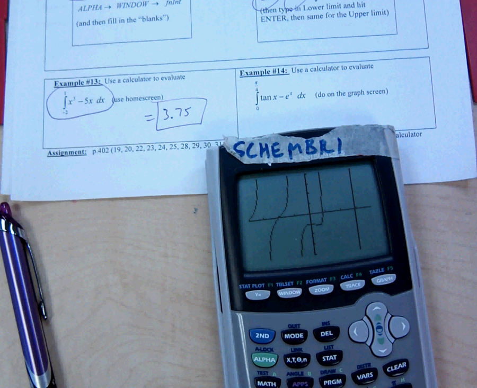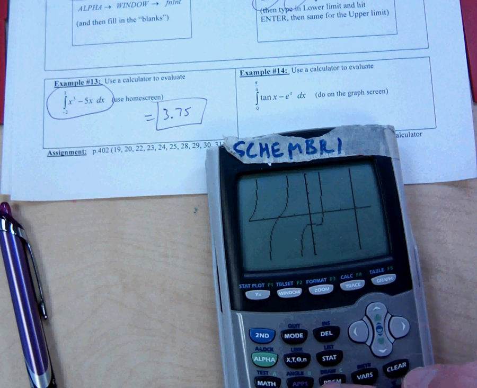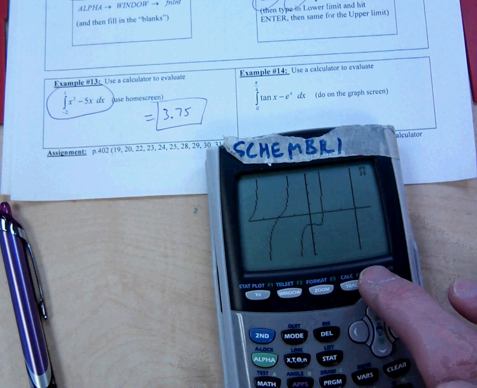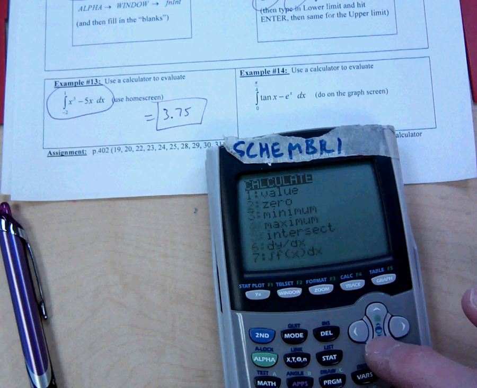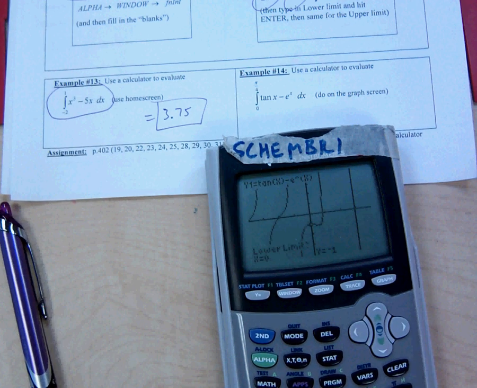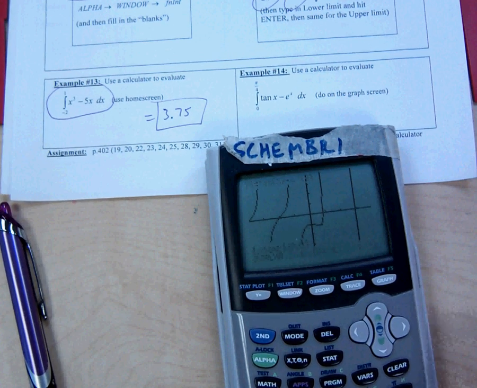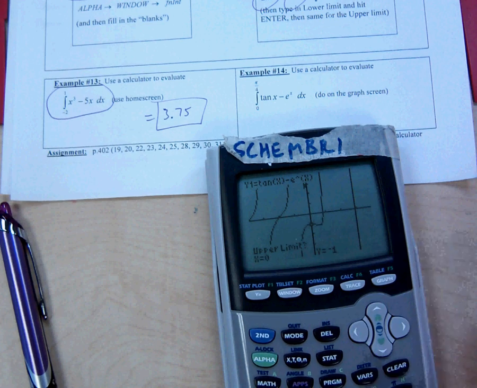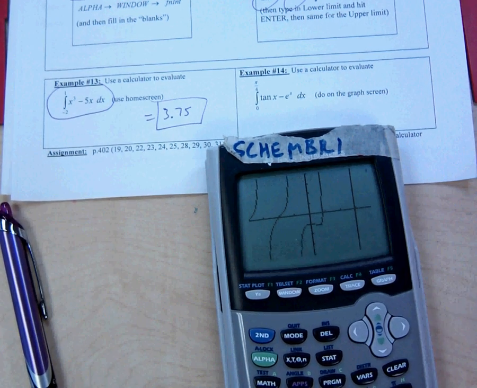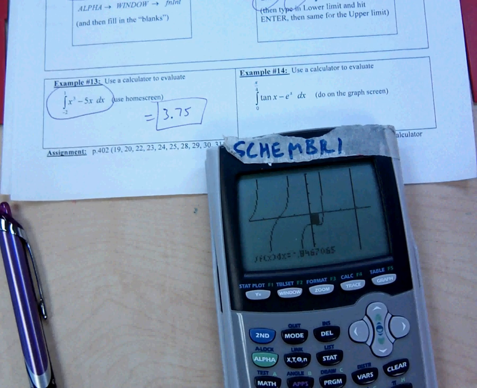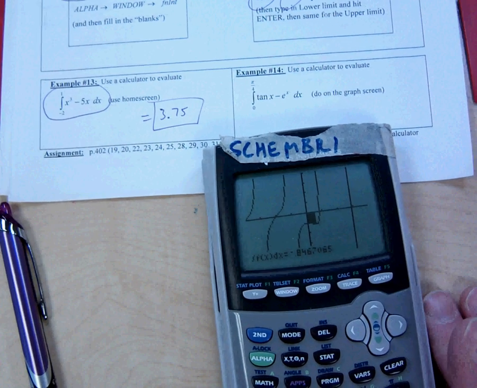All right, now I'm going to integrate this by doing what again? Second trace, or second calc, that's right, number 7. And then lower limit, I'm just going to type in 0 and hit enter. Upper limit, I'm going to type in what? Pi divided by 4, yes, hit enter. There you go. I get the same answer either way. Are we good, guys? All right.